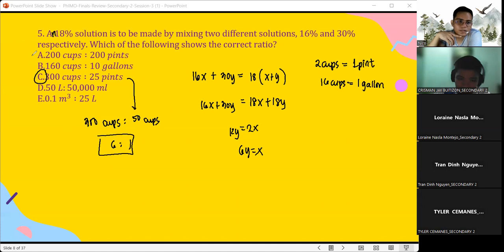So, sir, why did you choose letter C directly? Of course, I'm looking for a 6 is to 1 ratio. I look for which one here is divisible by 6. Should I go to 200? No, it's not divisible by 6. Should it go to 160? No. Should it go to 50? No. So I went to letter C because that one has 300. And I know that 300 is divisible by 6. So if this is 300 cups, automatically I will be expecting 50 cups here so I'll get a 6 is to 1 ratio. Now, 25 pints, 1 pint is to 2 cups. So that is 50 cups. So 300 is to 50 or just 6 is to 1.